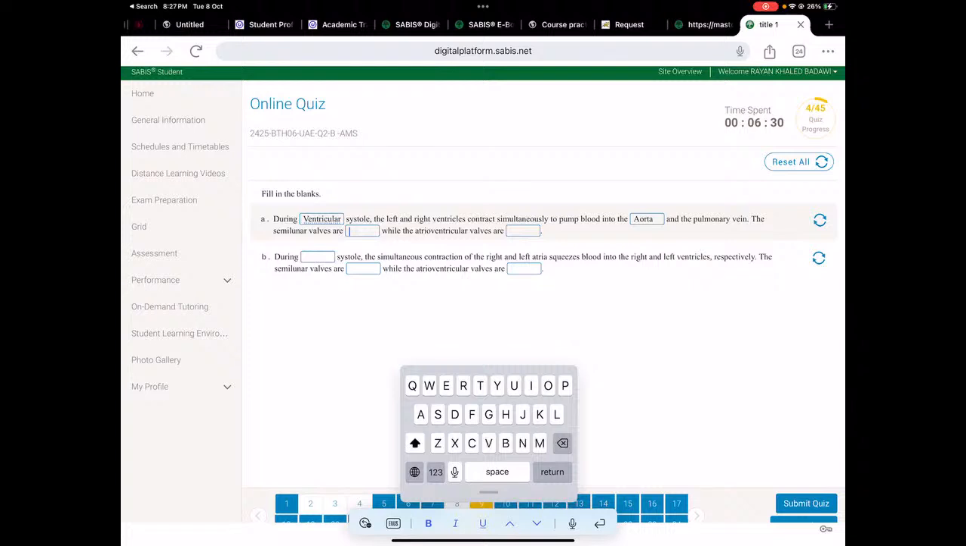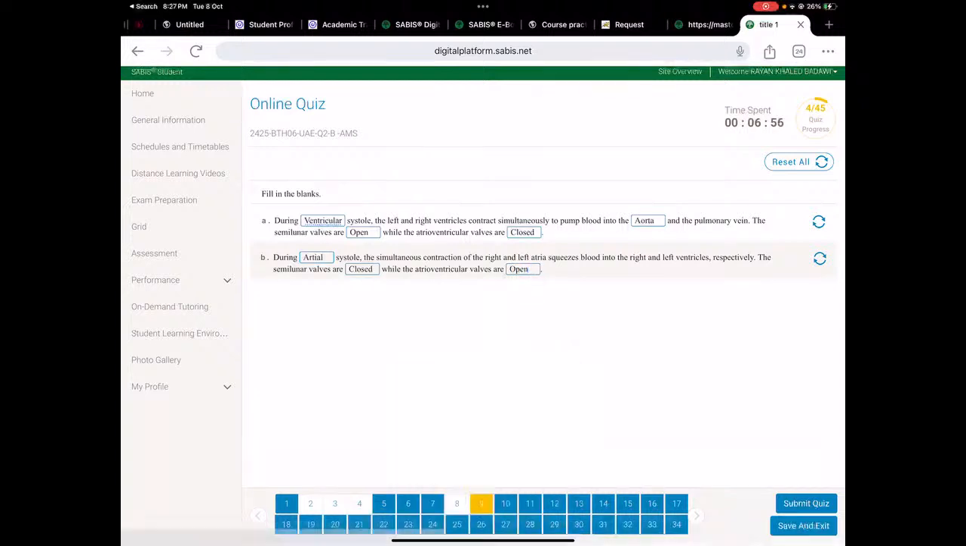Okay, whatever. So in ventricular systole, the semilunar valves open while the atrioventricular are closed. Okay? Now, if the atria are being contracted, we call it atrial systole. Okay? The semilunar valves are closed and the atrioventricular valves are open. Okay? Guys, make sure you know it. Okay, it always comes in the exam.